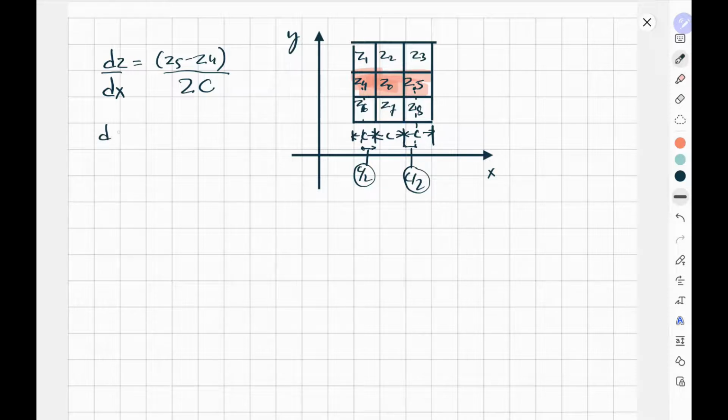Okay, now the slope in the y direction will be equal to Z2 minus Z7 whole divided by 2C. Okay, and it will depend upon this one. I'll use another color for this. This is your slope in the y direction.